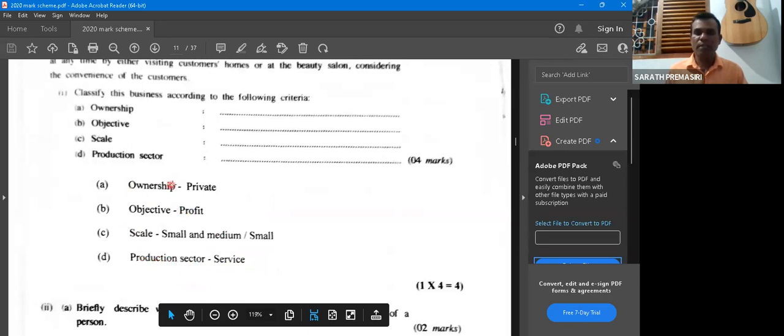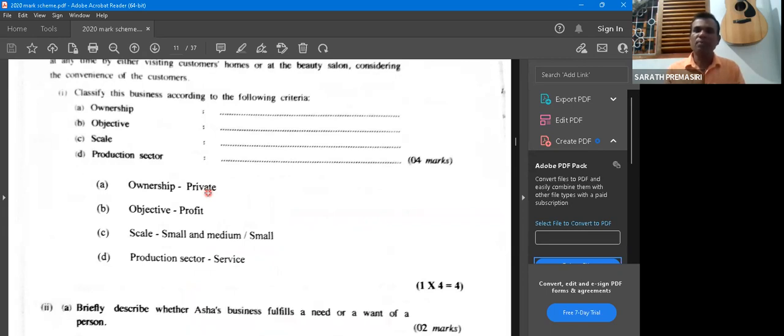You know that based on ownership, businesses can be categorized as private sector and public sector business. Now this is a private sector business. Based on objectives, business can be categorized as profit objectives and non-profit objectives. So this is a profit objective business. Based on scale, businesses can be categorized as small and medium scale business and large scale business. Now, this is a small and medium scale business.